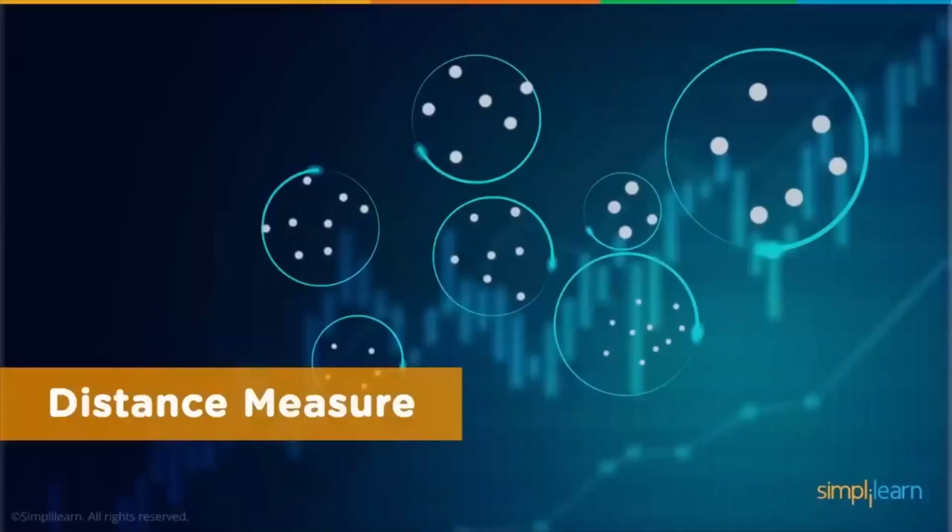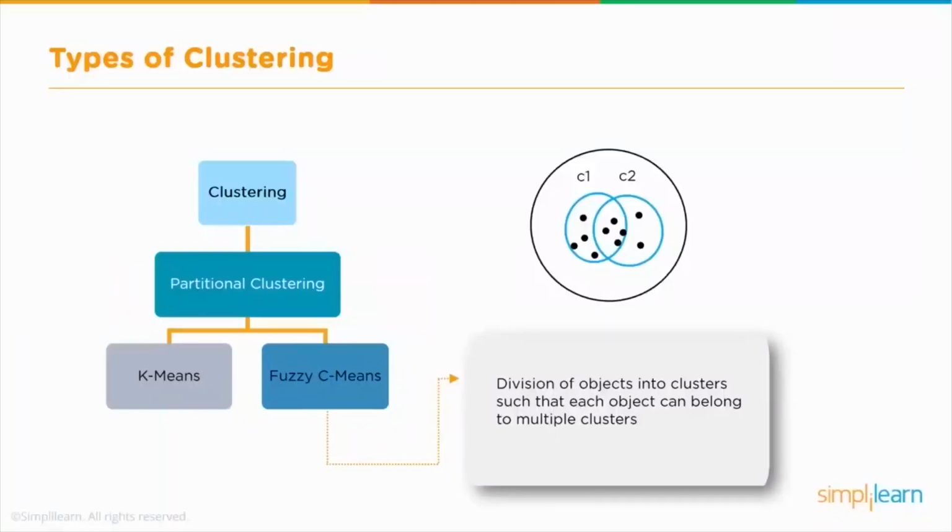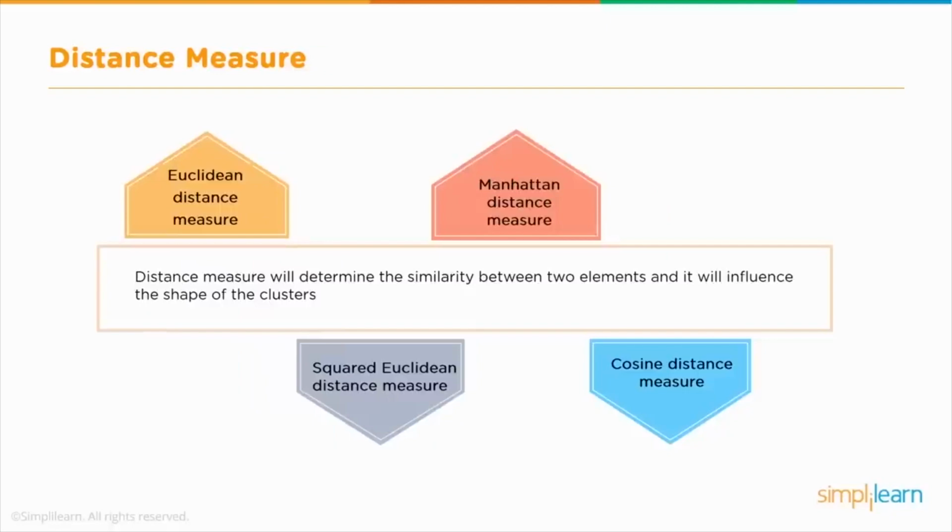So clustering, especially k-means clustering, uses distance measure. So let's take a look at what a distance measure is. While these are the different types of clustering, in this video we will focus on k-means clustering. So distance measure tells how similar some objects are. The similarity is measured using what is known as distance measure. And what are the various types of distance measures?